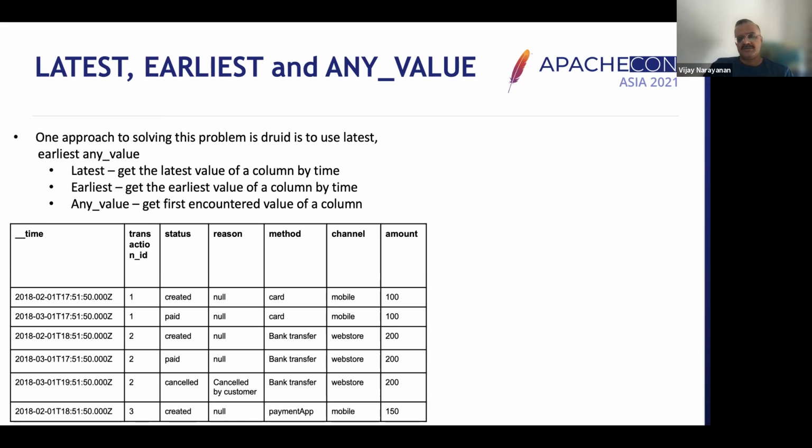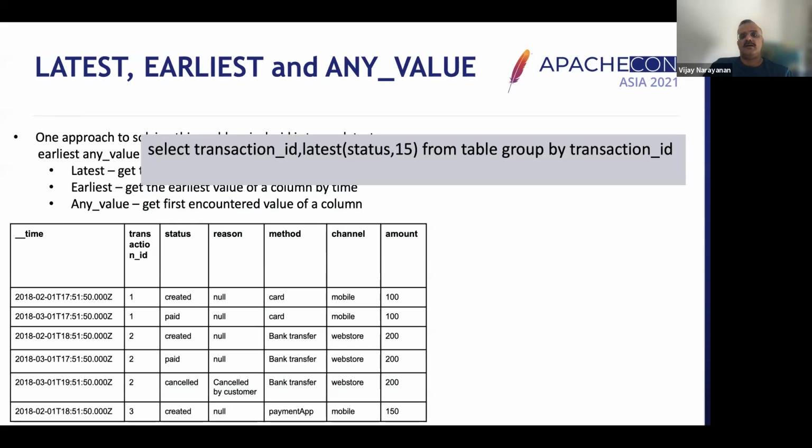One is to use these latest, earliest, and any value SQL constructs. So these are some interesting SQL constructs that, it's probably unique to Druid. For example, latest gets you the latest value of a column by time. So if you take this data and look at this query, where I'm selecting the transaction ID and the latest status, and I'm also grouping by the transaction ID, the latest actually treats that string field as an aggregate, and it essentially sorts that field and gets you the latest value by time.